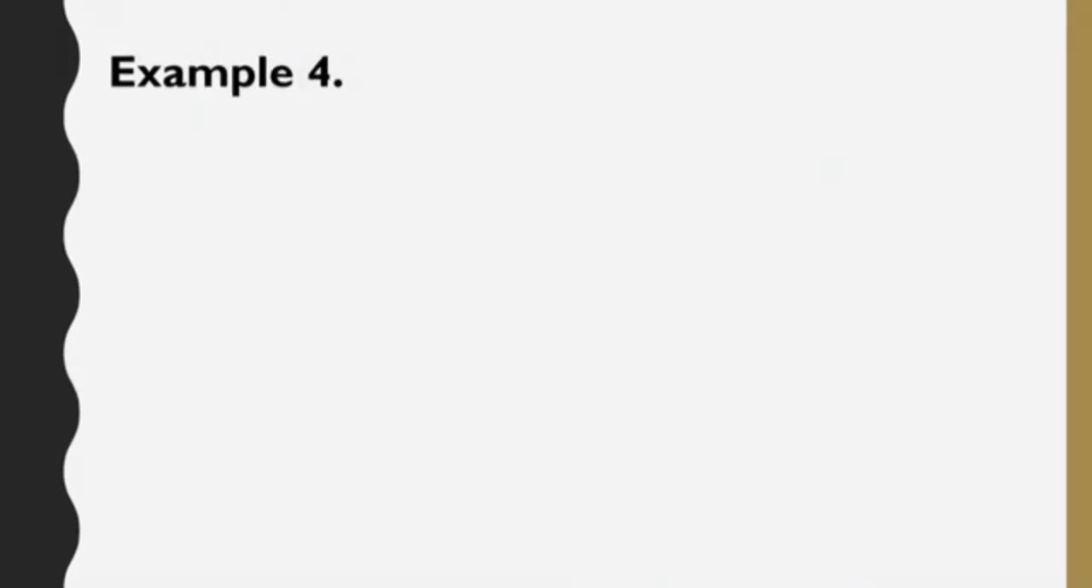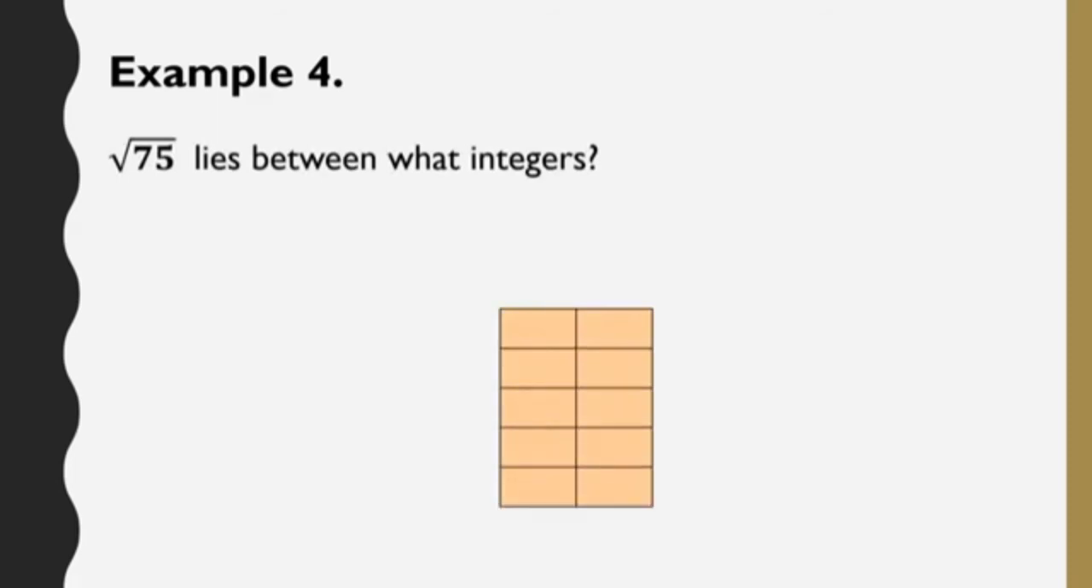Let's have example number 4. Square root of 75 lies between what integers? Again, maglalagay tayo ng dalawang column. Sulatan natin ng 1 to 5 and then kunin natin yung principal square roots or roots. Square root of 1, square root of 4, square root of 9, square root of 16, square root of 25.